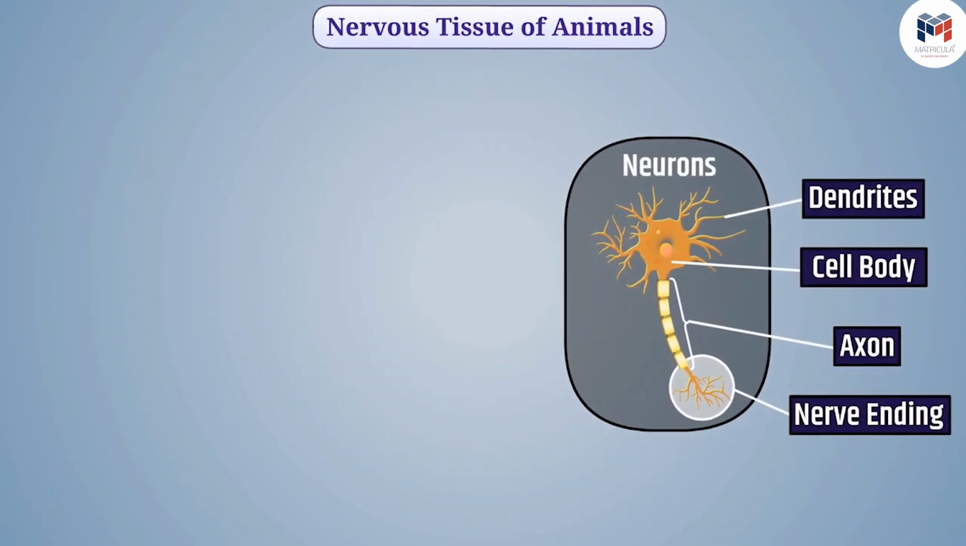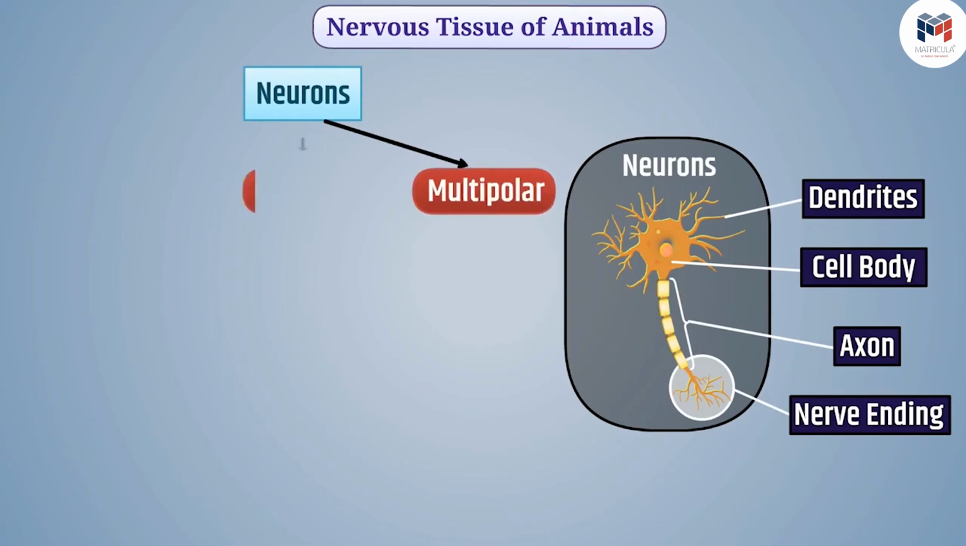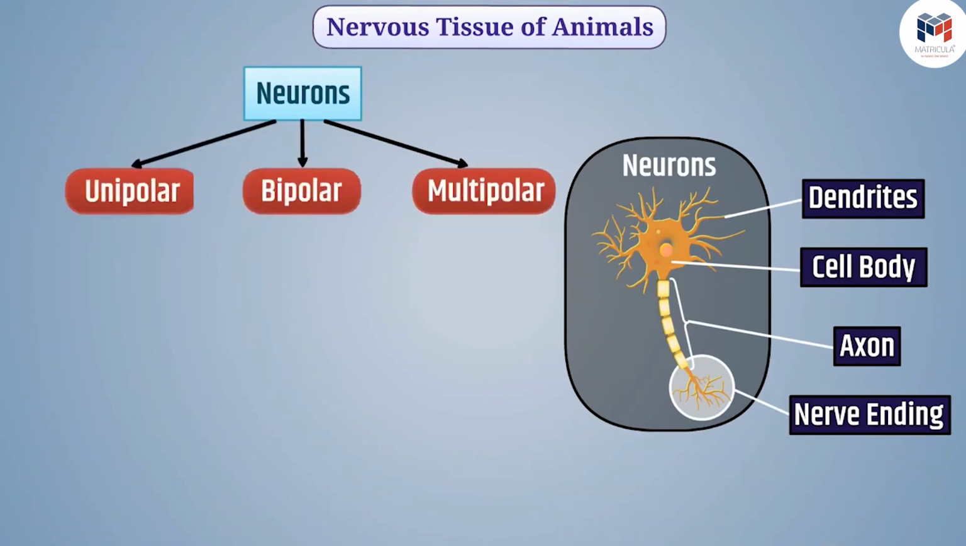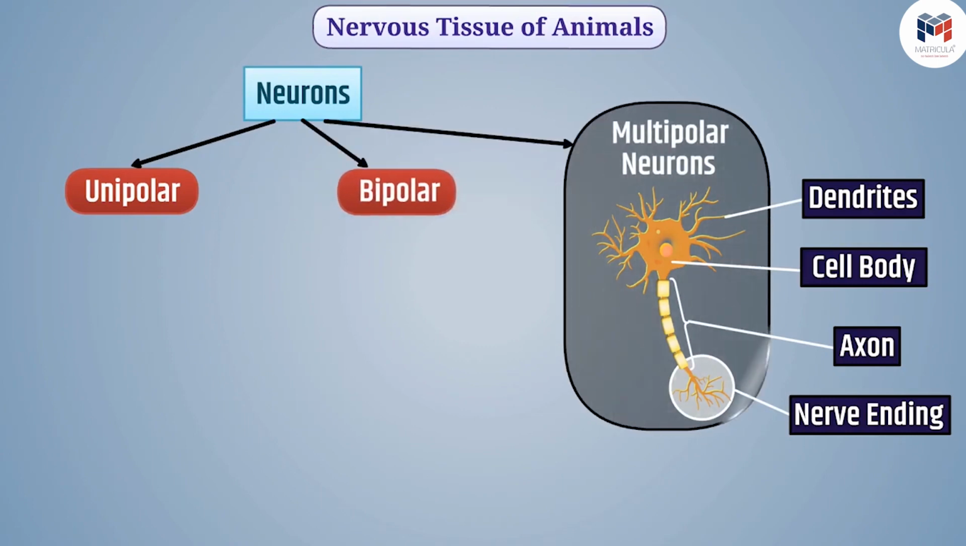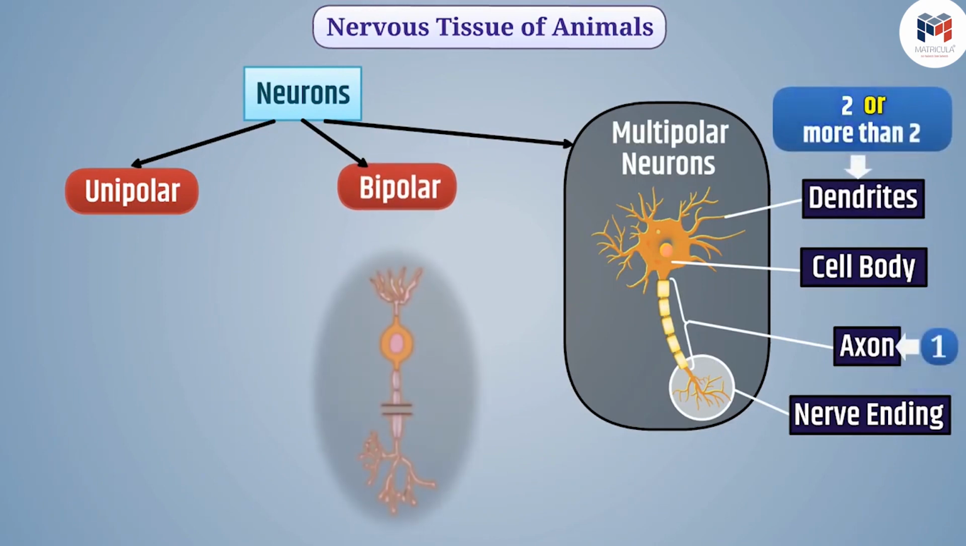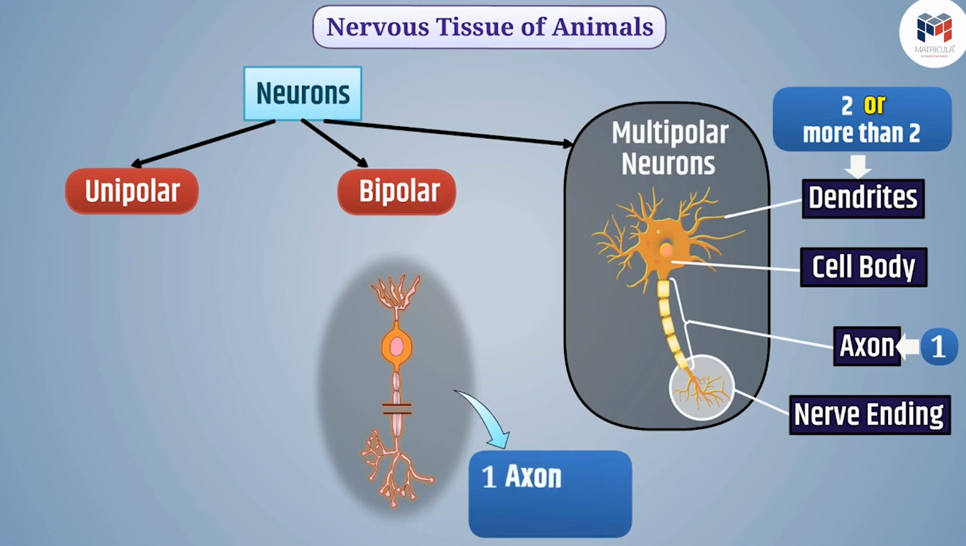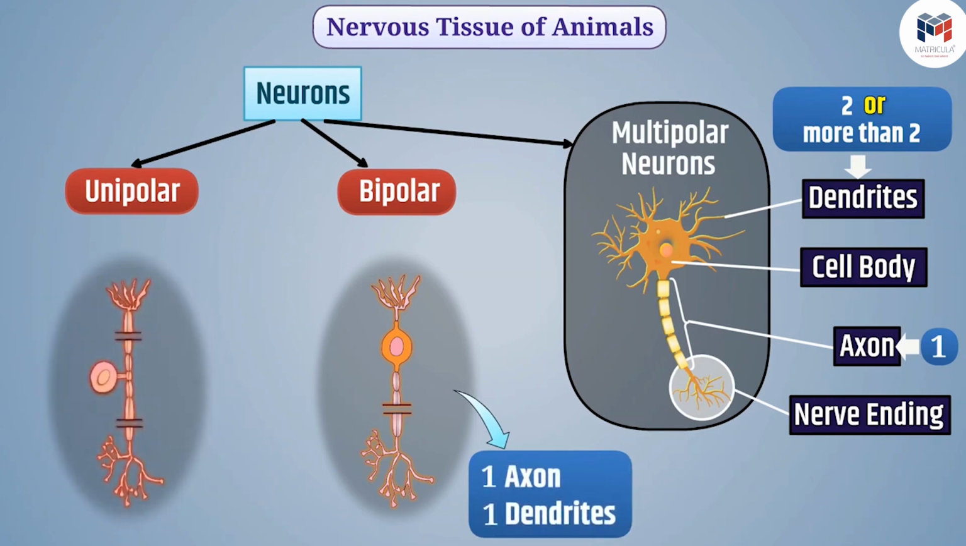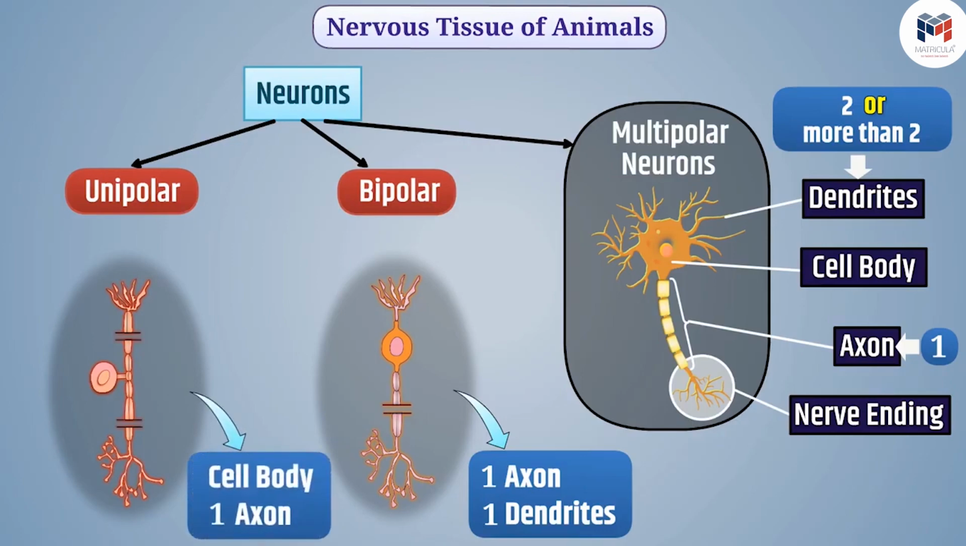On the basis of number of dendrites and axons, neurons are classified into multipolar, bipolar, and unipolar neurons. In a multipolar neuron, there is one axon and 2 or more dendrites. In the bipolar neuron, there is one axon and 1 dendrite. In the unipolar neuron, there is only a cell body and 1 axon.